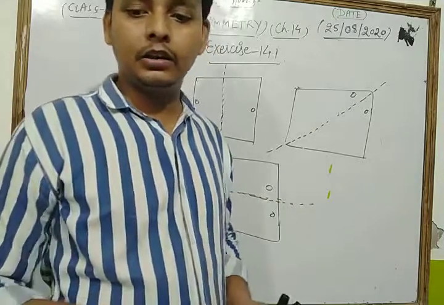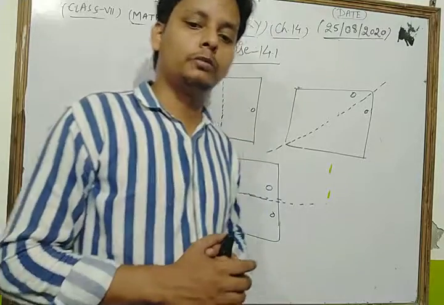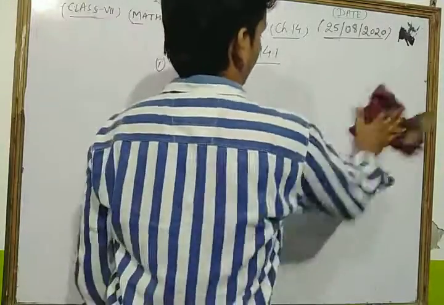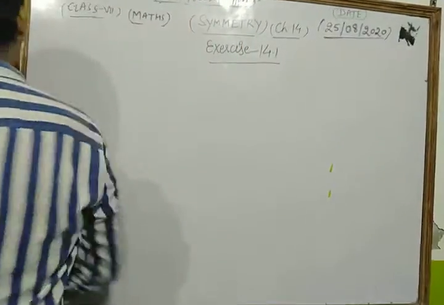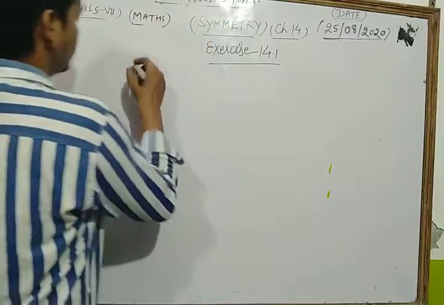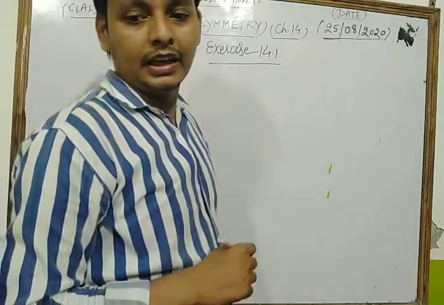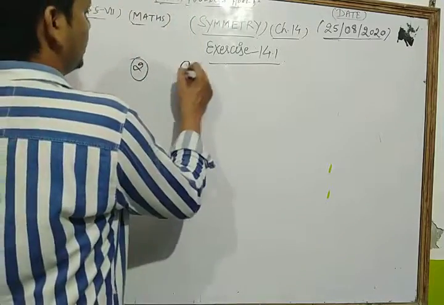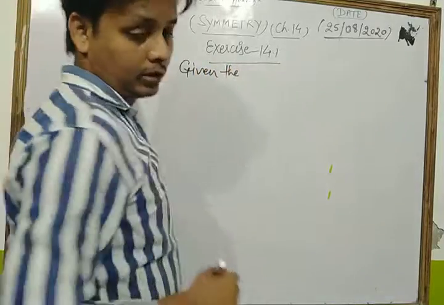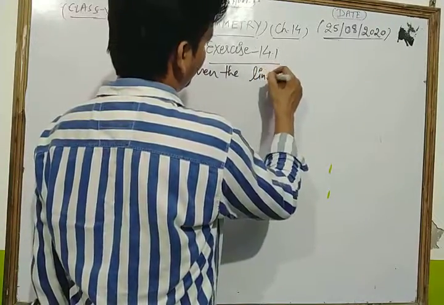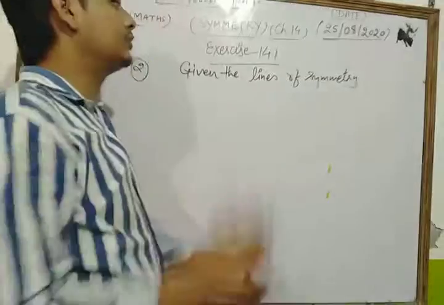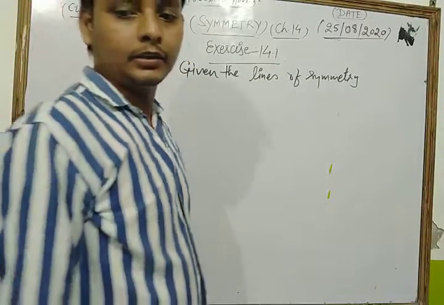Now we take question number 2. Let's see. Now it is clear? Yes. Now you can solve each and every question of that part. Now let's see question number 2. What is your question number 2? Given the lines of symmetry, find the other holes. Okay, here your question is: given the lines of symmetry, find the other holes.